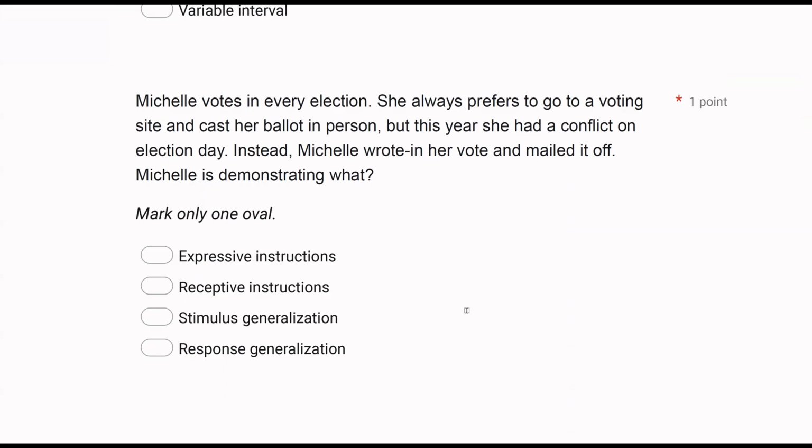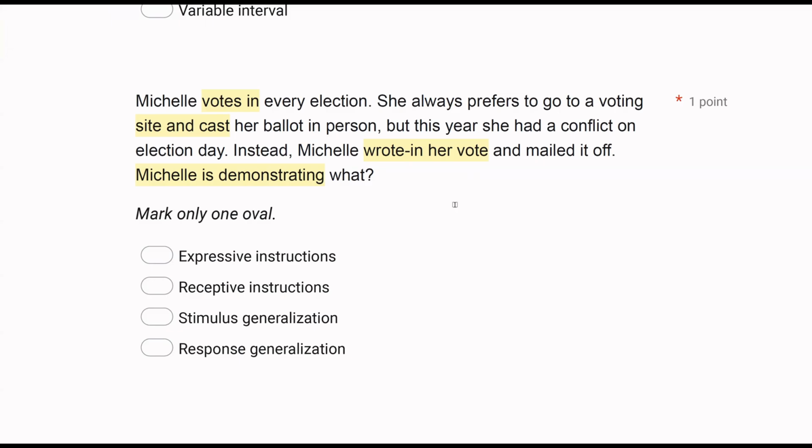Michelle votes in every election. She always prefers to go to a voting site and cast her ballot in person, but this year she had a conflict on election day. Instead, Michelle wrote in her vote and mailed it off. Michelle is demonstrating what? So let's look at Michelle's behavior. What is she demonstrating? We know she votes in every election. Sometimes she goes right to the voting site, casts her ballot in person, but this year she was able to write in her vote. So she's voting in different ways.